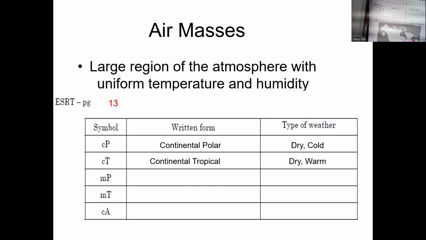How about MP, which we've already established stands for maritime polar? What's the M telling us? Ocean. So it's wet weather. And polar tells us cold. How about MT, maritime tropical? Wet for the maritime, warm for the tropical. Now here's one that we haven't talked about yet, CA, the continental Arctic.